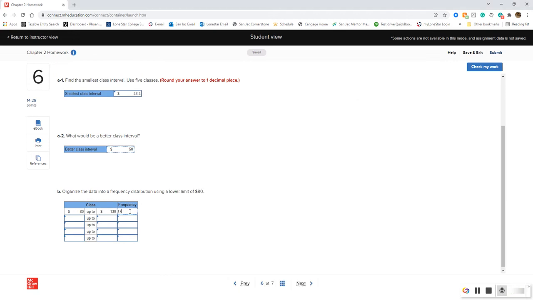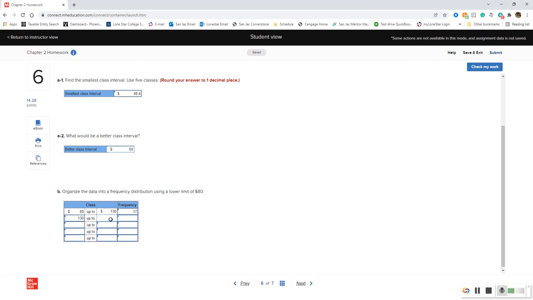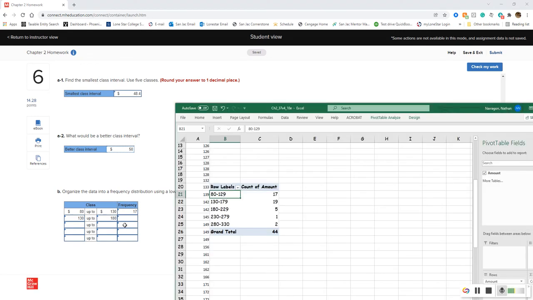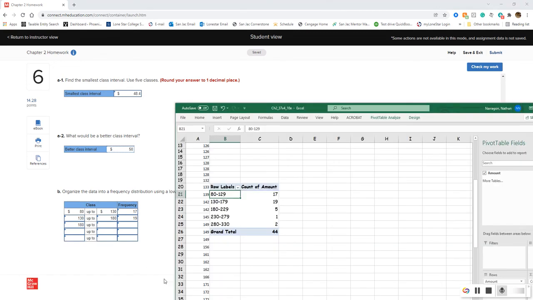So, 17. And then notice that it does do to 0. Go ahead and keep that as that, even though Excel has it at 179. So 130 to 180. Looks like 19. Then 180 to 230. We have 5.